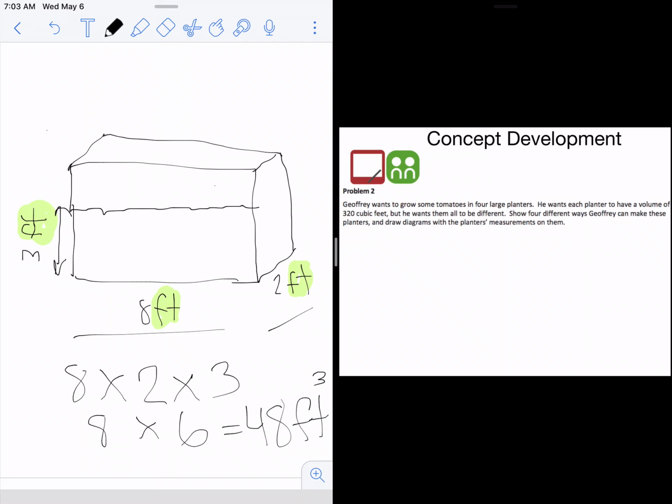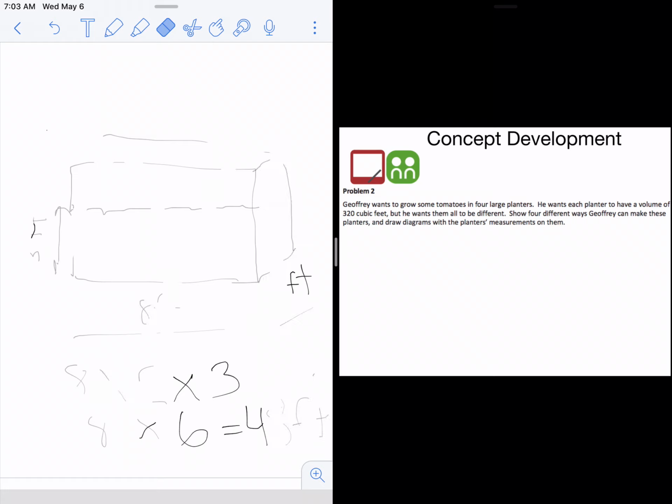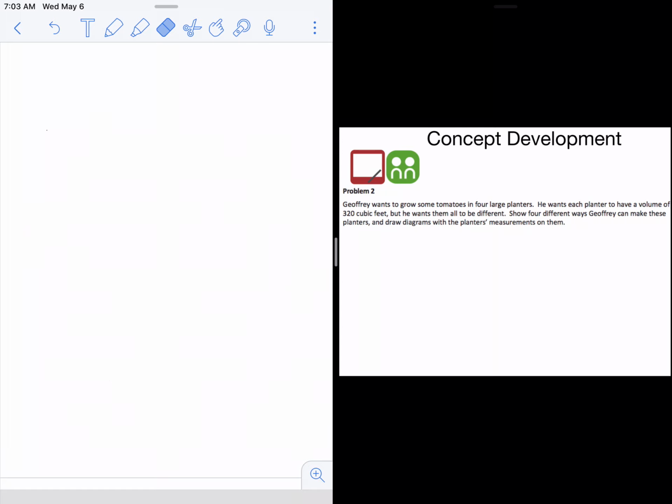All right, problem number two. I'm going to erase this so we can work. If you are working on your iPad, I want you to take a screenshot when you are done. And then that's what you can upload to Seesaw. Okay, so here we go.